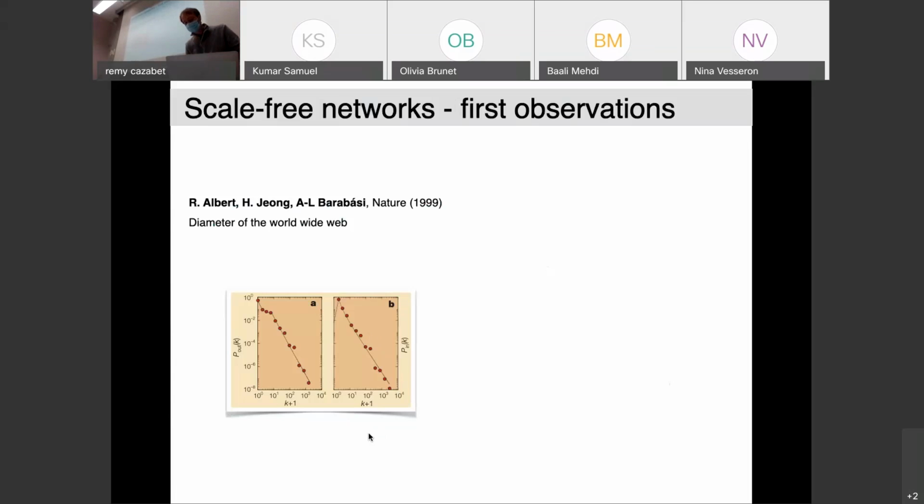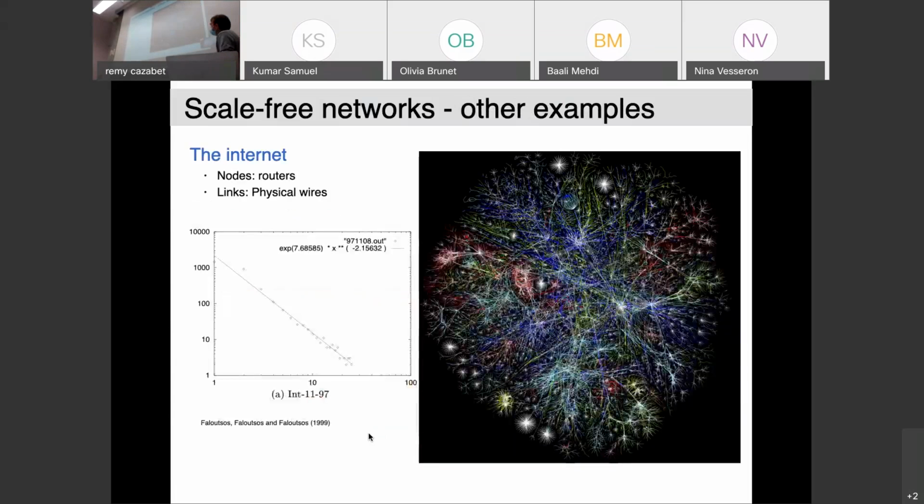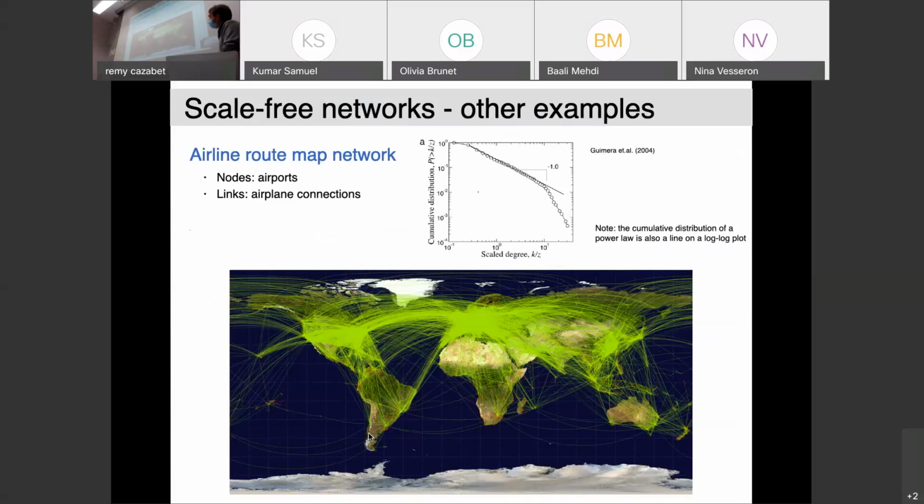So they said, oh, it's interesting. It's a line. But then some other people published other studies, and they looked, for instance, at the internet, and they plotted it on a log scale, and they also observed this degree distribution in different kinds of networks. For instance, here on an airline route map, and so of course they found that sometimes it's not a perfect line on the whole degree distribution.